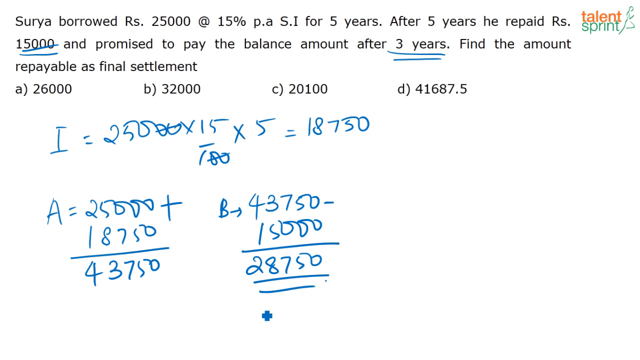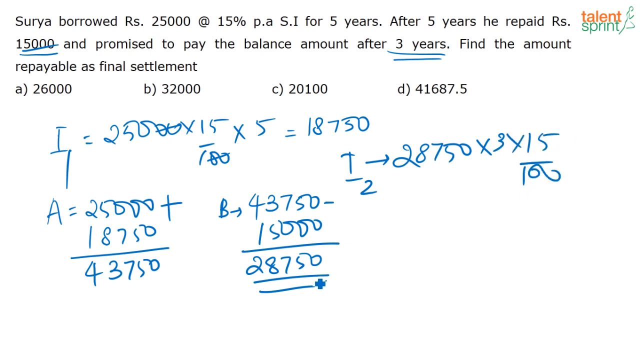Now this 28750, he is saying I will give it to you after 3 years. So will a person give you the 28750 for free? No, you will not get it for free, right? So an interest will be calculated on that for these 3 years, after which he will return it. Let us take this as interest 1. The interest calculated on this 28750 is nothing but 28750 into 3 into 15 by 100, the same rate of percentage for 3 years. If you simplify it, you would get the answer as 12937.